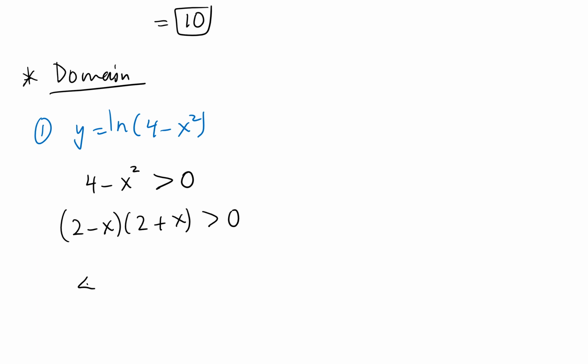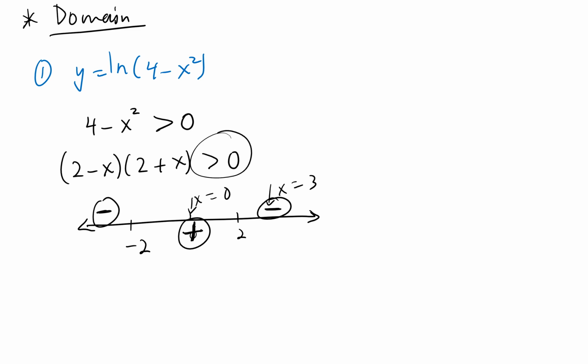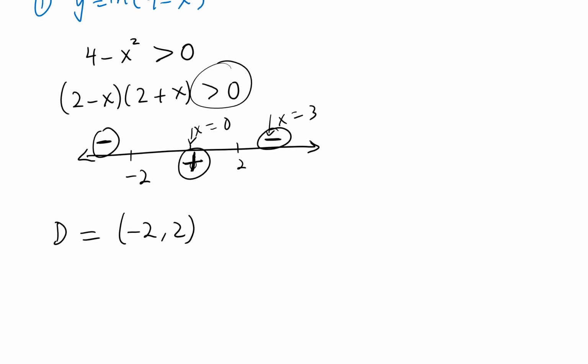And to solve inequalities like this, we should use the number line. So we have 2, negative 2, like that. We take x equals 3, that's a negative. If you take x equals 0, let's say, that's going to give 2 times 2, positive, and then negative. So negative, positive, negative. The question is asking, when is it positive? Well, that's when it's between negative 2 and 2. That's the domain. That's the interval notation.